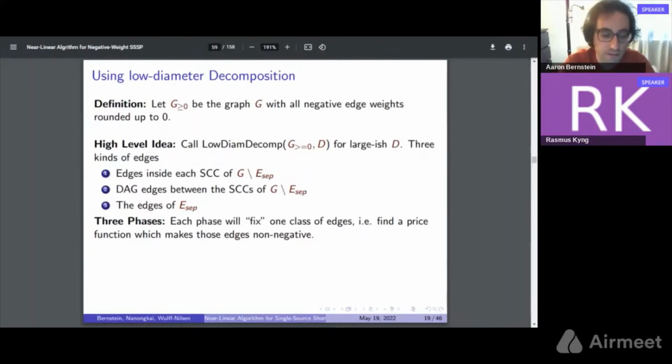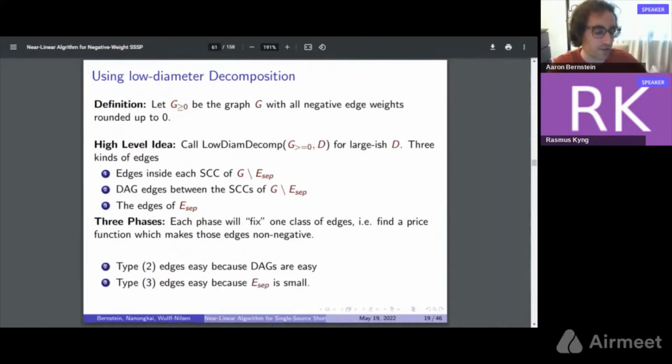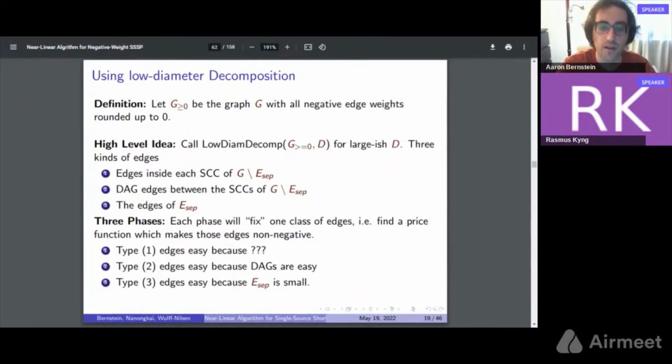So we have these 3 phases, and I think intuitively, it's pretty clear why phase 2 is going to be easier. Why finding a price function for the case 2 edges is going to be easier than just finding a price function for the whole graph. And the reason is that the type 2 edges are DAG edges, and DAGs end up being super easy. Case 3 is we're going to have to fix the edges in ESEP. And this is going to be easy because there are relatively few separator edges, so they're going to be easier to fix. I think the least intuitive case is case 1.